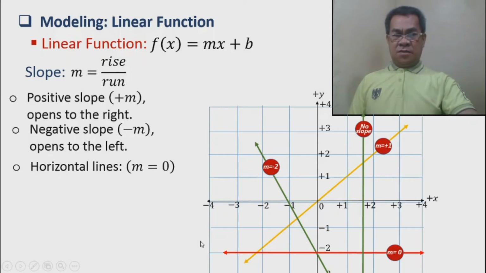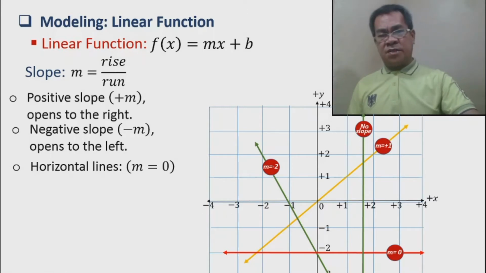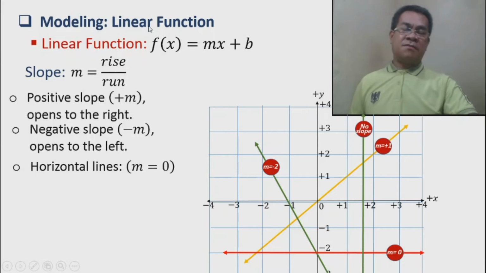Okay, so these are very important pieces of information when we are talking about linear. Take note, linear means it is a straight line. It has a slope, and the variable is of first degree. X is in first degree. It should be raised to 1.